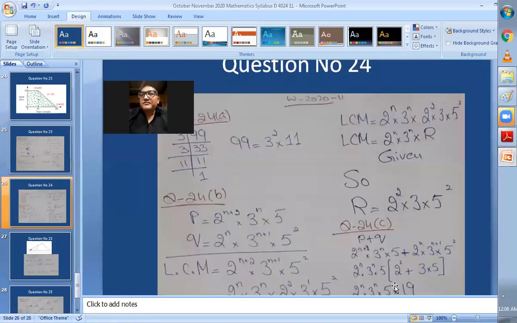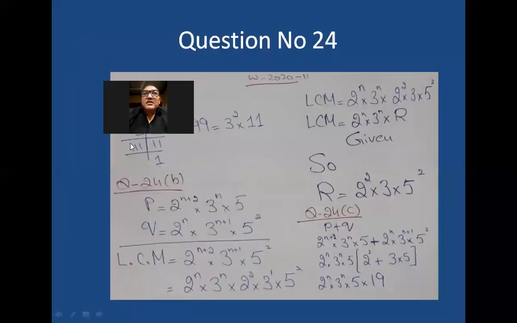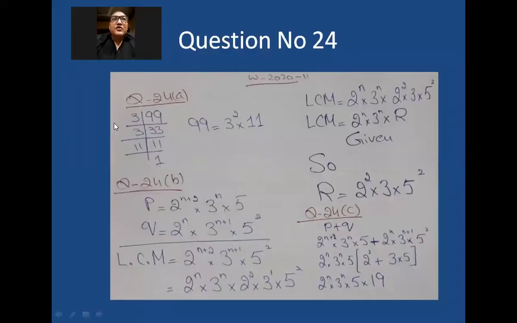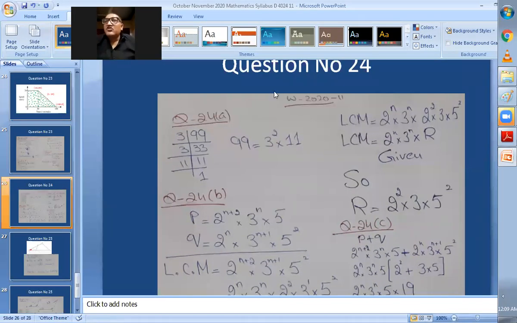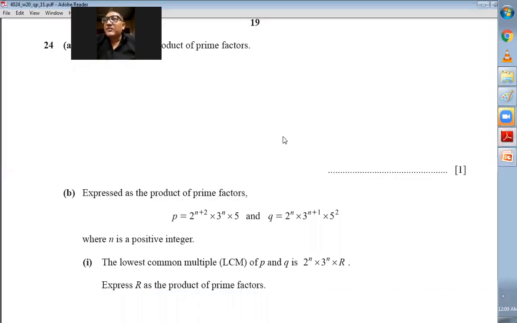So here we go. This is question number 24. For 99, you can only divide with a prime number, starting with the smallest prime number. So 3, so you will have 33, again with 3, 11, 11 divided by 11, so you have 1. So 99 is basically 3 square into 11. Hopefully you have understood. So let's move to the next part.